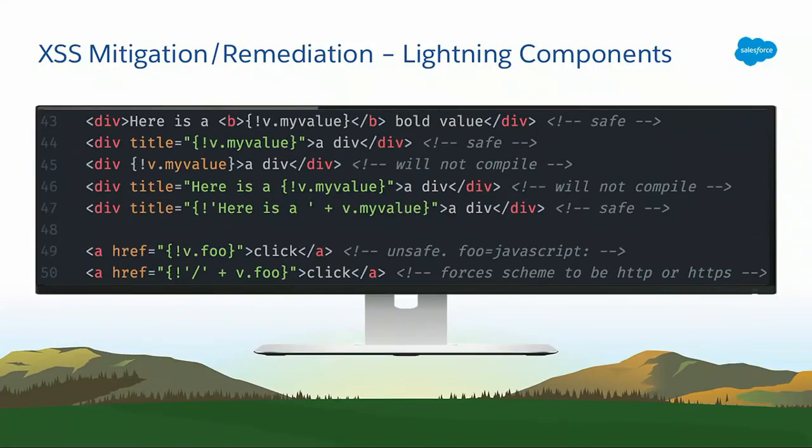The two at the bottom, we've got some JavaScript that you could inject here. This is very unsafe. You wouldn't want to do that because v.foo here could be some JavaScript. This is not protected. So if you need to do this, you're going to want to use the Apex controller side encoders that we showed a few slides back.